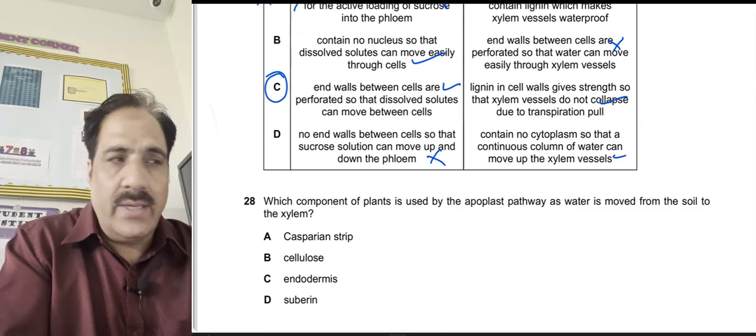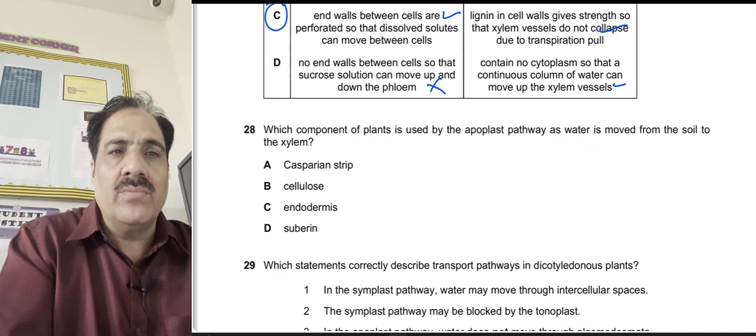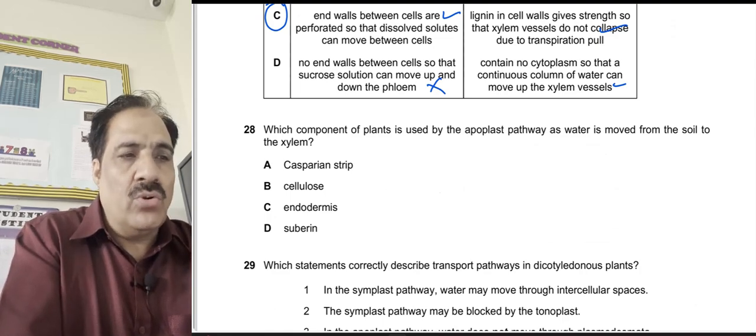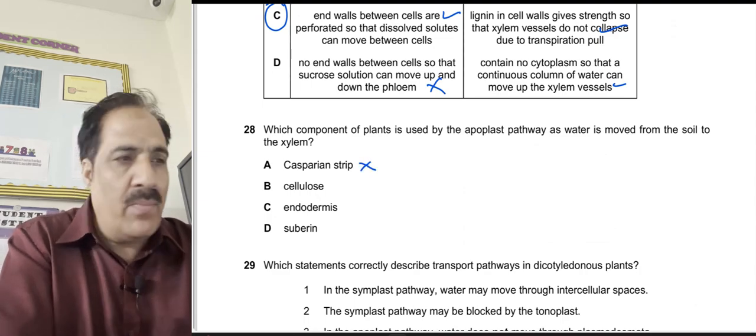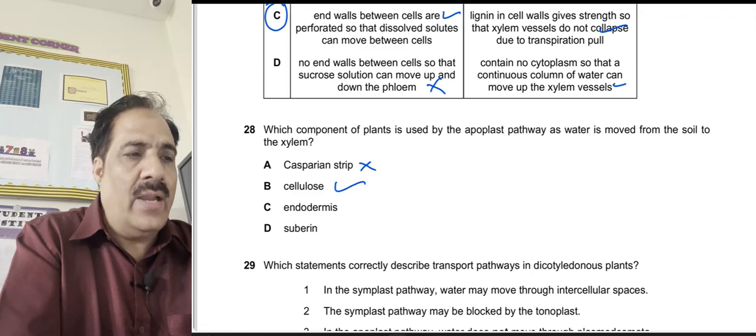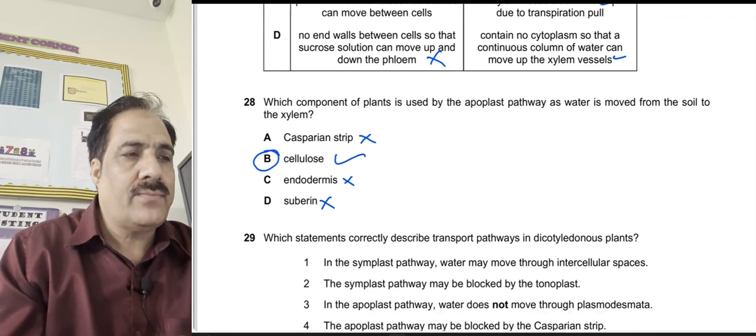Now question number 28. Which component of plants is used by the apoplast pathway as water is moved from the soil to the xylem? Casparian strip is not used, it prevents the apoplast pathway. Cellulose is correct. Endodermis, no, we use it. And suberin also is waterproof. It prevents the movement of water. So B, cellulose is the correct answer.